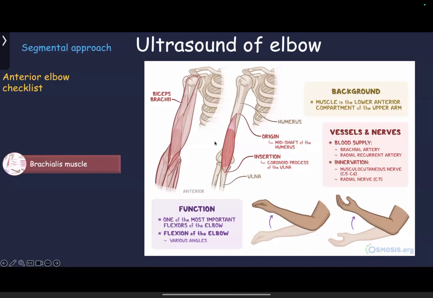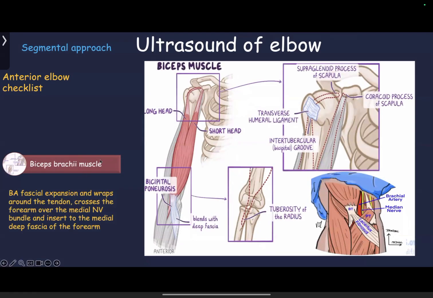So first we have this brachialis muscle, which is a deep muscle. It originates from the mid shaft of the humerus and inserts over the coronoid process of the ulna, and it is one of the main flexors of the elbow, whether your arm is in pronation or supination. Then we have the biceps brachii muscle.